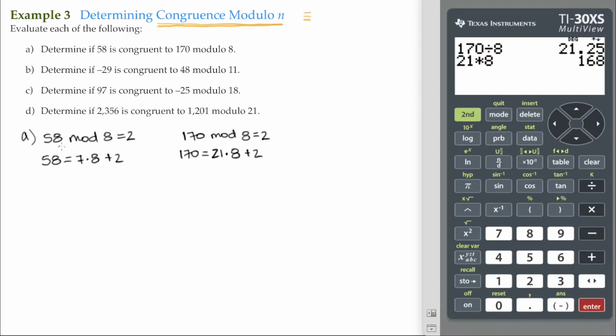So since 58 mod 8 is equal to 2 and 170 mod 8 is equal to 2, we can write this as 58 is congruent to 170 mod 8. We could also write it as 170 is congruent to 58 mod 8. Either way is fine.